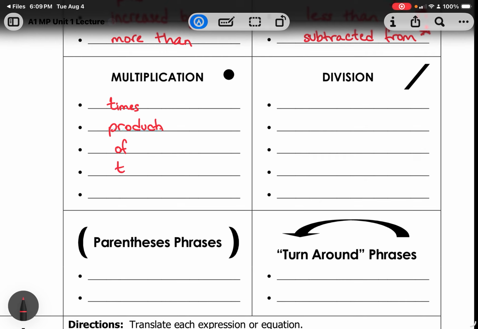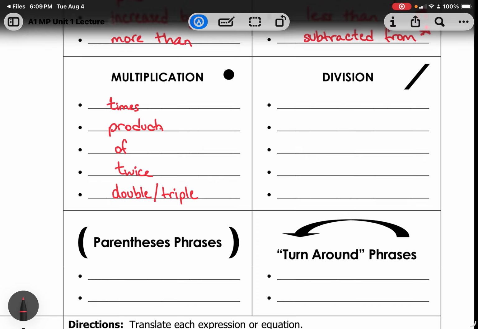We might see twice or 3 times as much. That would be multiplied by 2 or by 3. Or you might see things like double or triple. We don't usually do quadruple, but I guess in theory it could be. But it's just telling how many times you're multiplying.